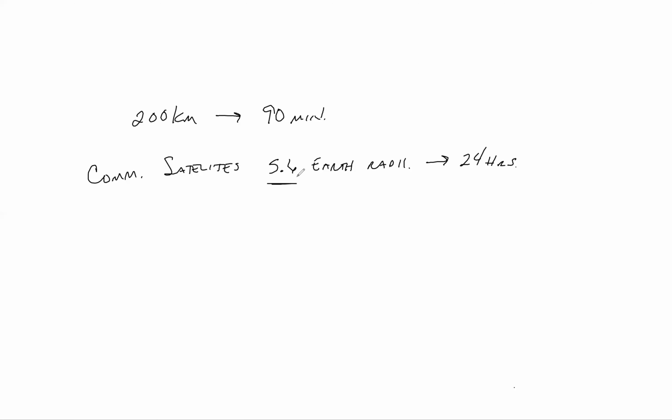Okay? And as we said earlier, the moon has a period, or how long it takes to go around the Earth, of about 27.3 days, which is why we see one new moon, one full moon once a month. Okay.